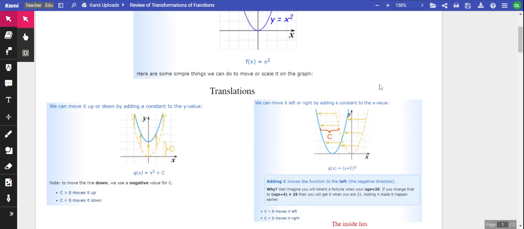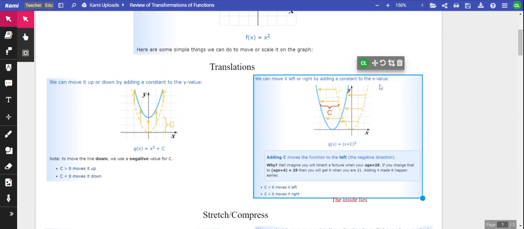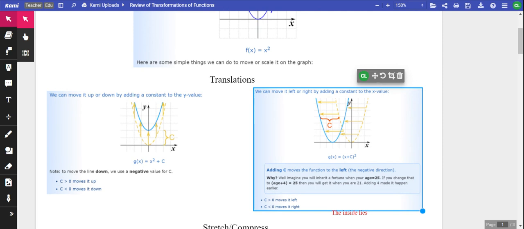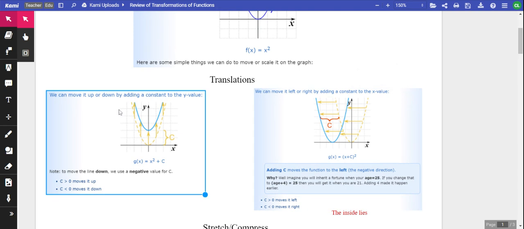Our first one is translations. This is when we just move the graph around, but we do not change the shape of it at all. So we can move our graph up and down by adding a constant to that y value. So this is when we're outside the function and I'm taking all of my y values and I'm adding a new value to it. So that makes my graph move up because all of my y values are now bigger.